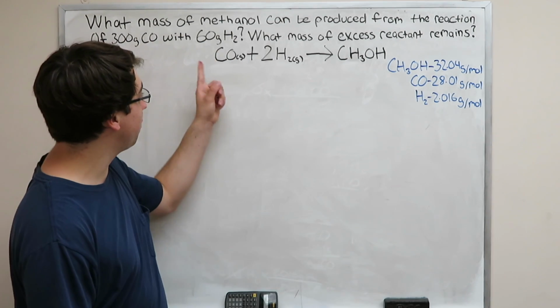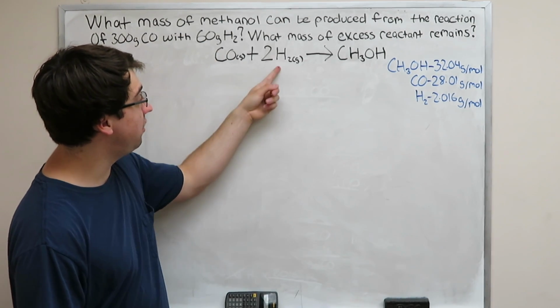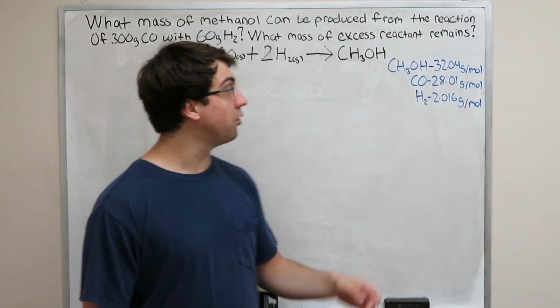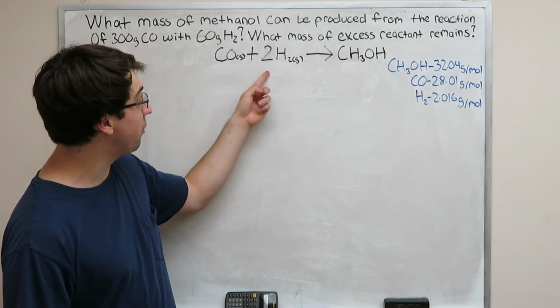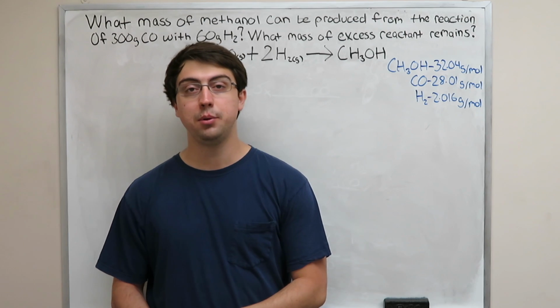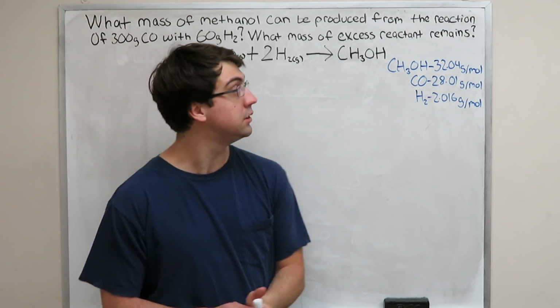In this problem we're given 300 grams of carbon monoxide, 60 grams of hydrogen, and we're trying to figure out what mass of methanol can be produced, but we're also trying to figure out what mass of excess reactant remains. So when these two react, one of them is going to have a portion left over, and we want to calculate how much of it is left over.